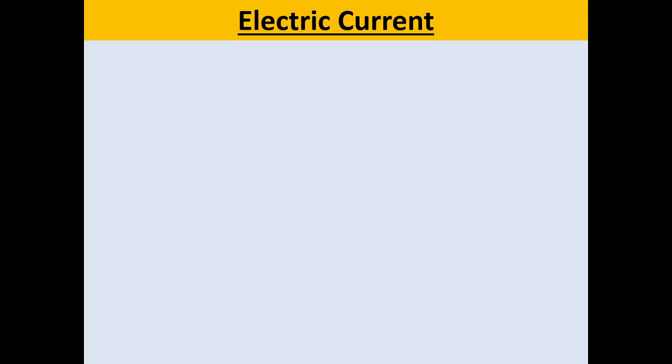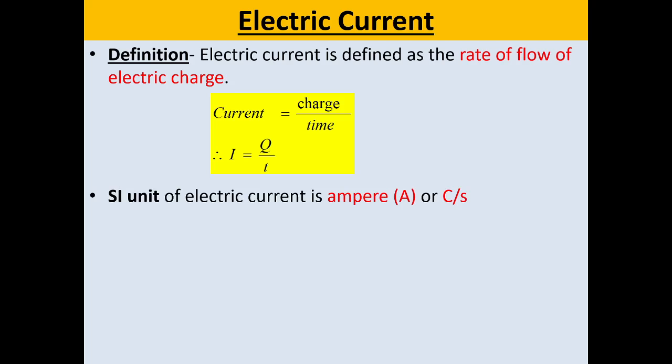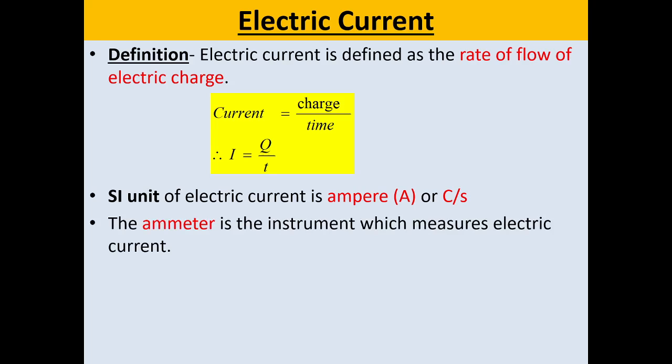So let us have the definition of electric current. We define electric current simply as the rate of flow of electric charge. So we write current is equal to charge upon time, that is I = Q/T. The SI unit of electric current is ampere. The unit for charge is coulomb. For time it is second. So ampere is equivalent to coulomb per second.